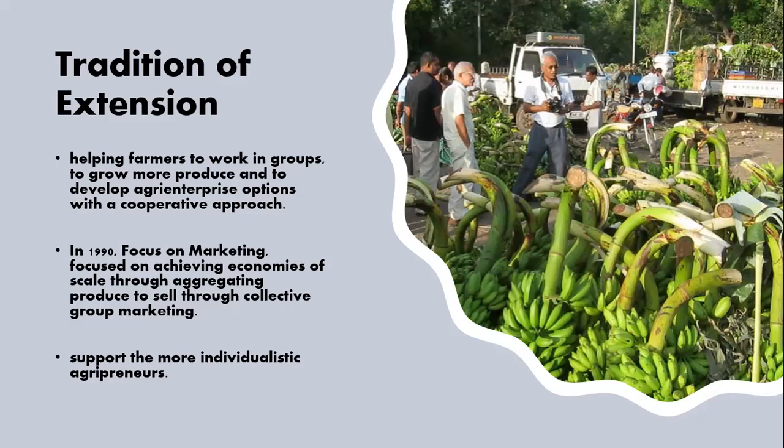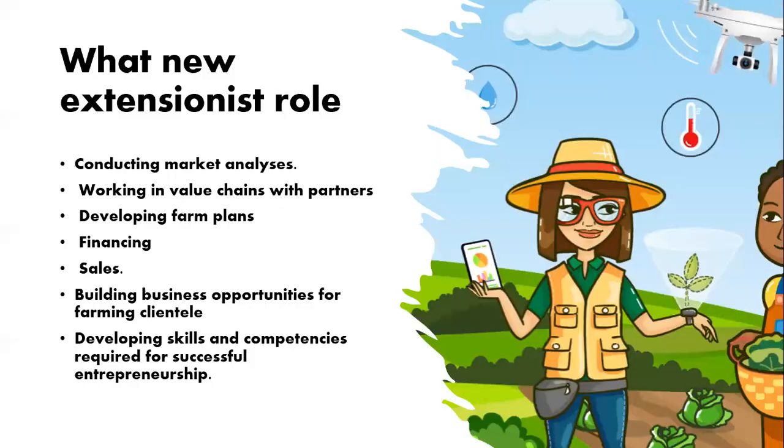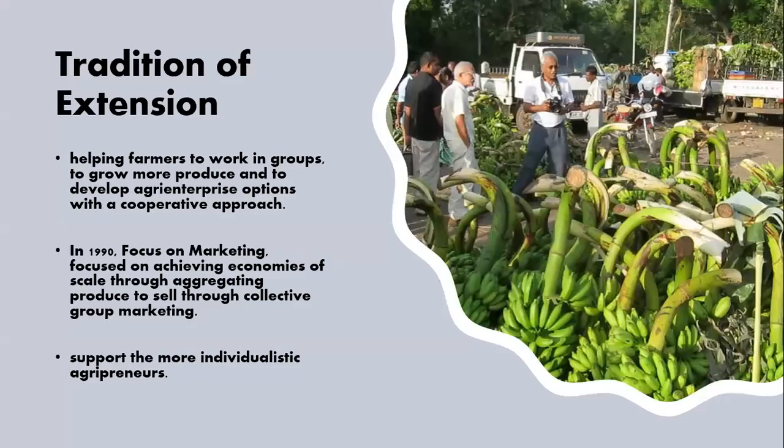In 1999, marketing focused on achieving economies of scale through engaging producers in collective group marketing. That actually means the people of a particular area become one group, and they generate bulk amounts, and then they sell. This is called collective group marketing. These are the traditional approaches of extension and agri-business development, right? So what is the role of the new extension? What traditionally is done is this. They help to become a collective group, selling, so cooperatives, not an individualistic entrepreneurship approach.